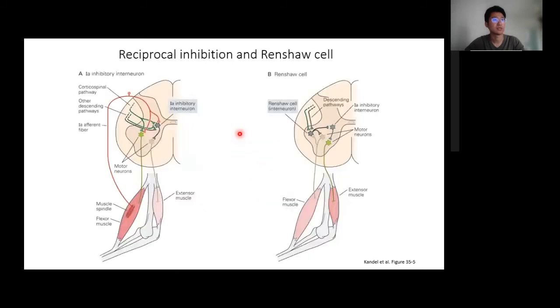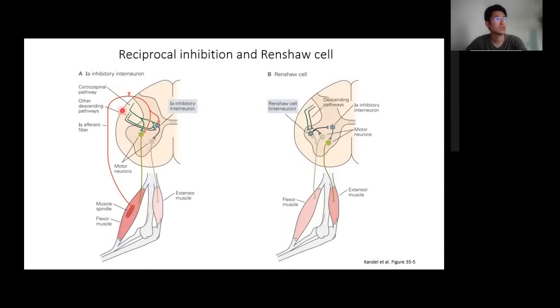Okay, and now we will have a more complicated reflex. We have talked about reciprocal inhibition before, so here is what we have known. We have muscle spindle feedback to the same muscle, and through an inhibitory interneuron to the opposite muscle. So this is what we have just learned about stretch reflex and reciprocal inhibition.